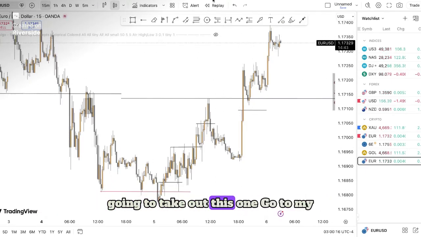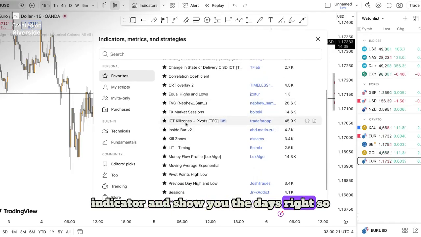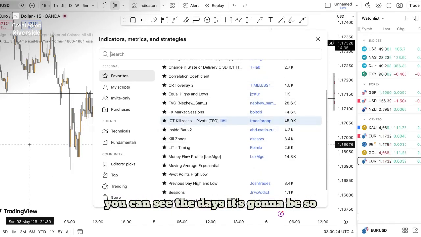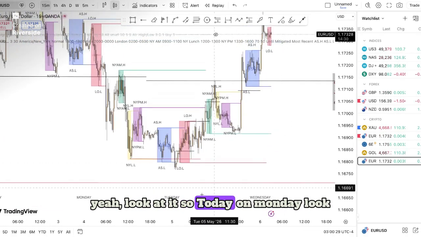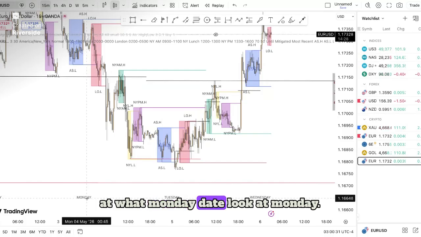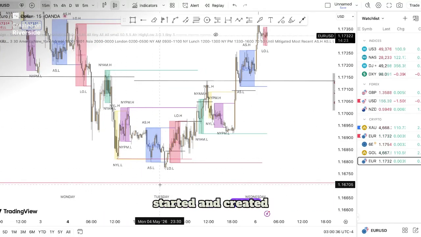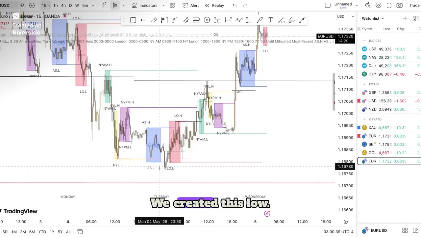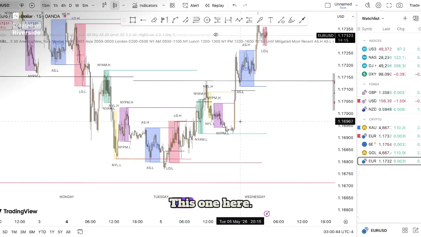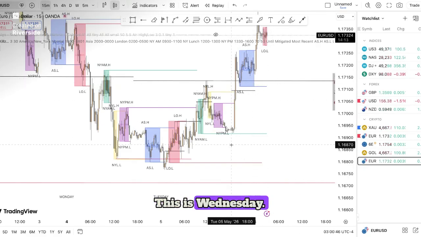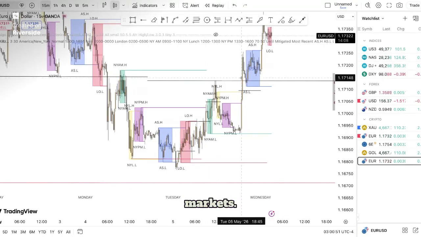I'm going to take out this one, go to my indicator and show you the days, right? So you can see the days. It's going to be so messed up, but look at it. On Monday, look at what Monday did. Like I said, Monday stopped here. Tuesday started and created a low here, created this low. And this is Wednesday. This Wednesday started from this side, this one here, this Asia. This is Wednesday. Okay, so now we can see the direction of the market. Let me take it off.